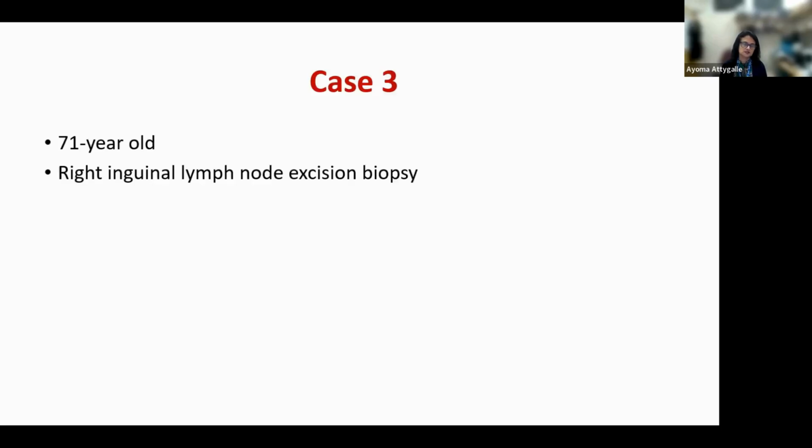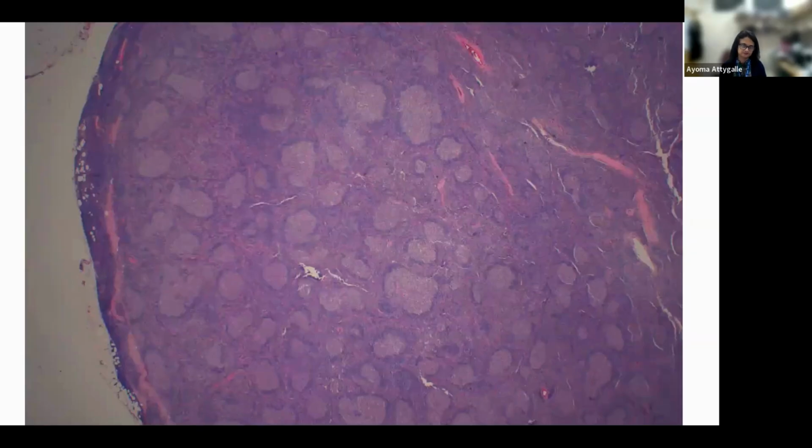The third case is a 71-year-old with a right inguinal lymph node excision biopsy. This is looking slightly different now. There is very clear effacement of architecture by an infiltrate with a follicular growth pattern, and there's a high density of follicular structures.